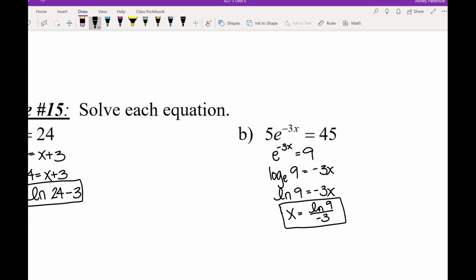Again, we don't have to check our solutions, because exponential functions don't have any restrictions on the domain. You can substitute any number in for x and you'll get a corresponding output.